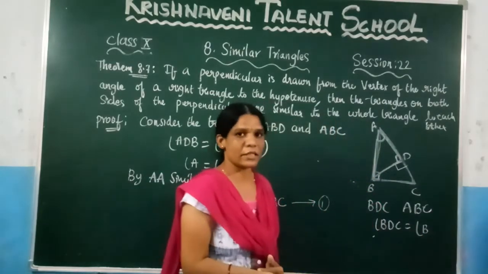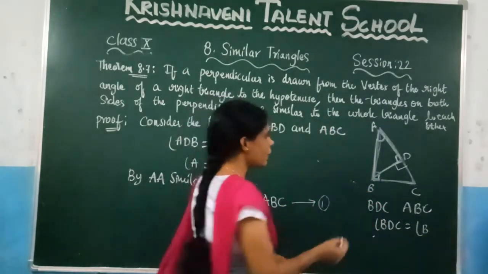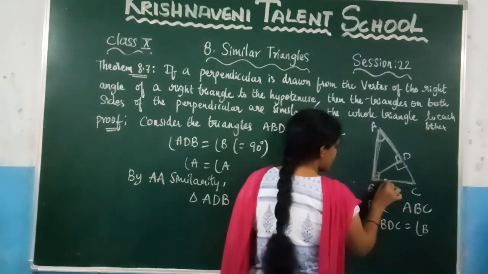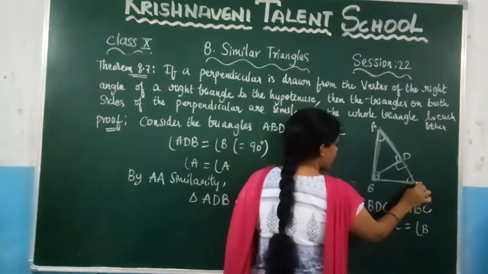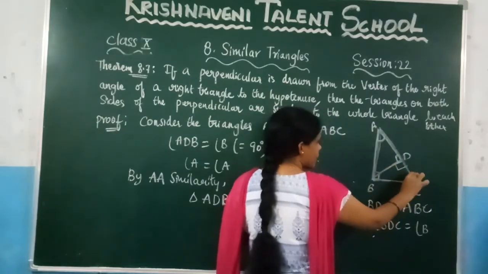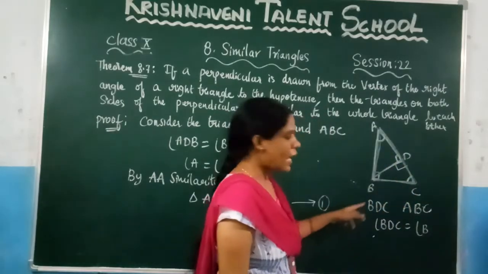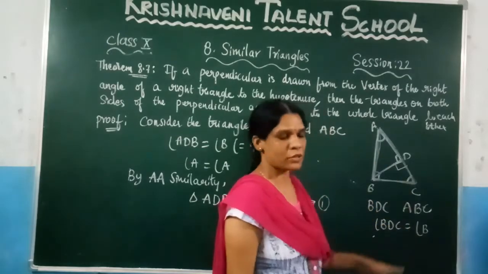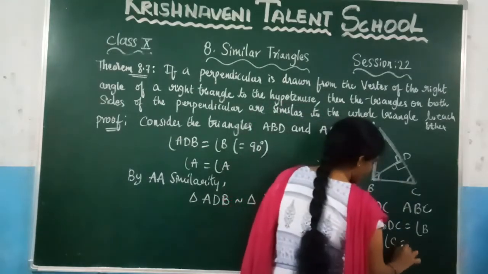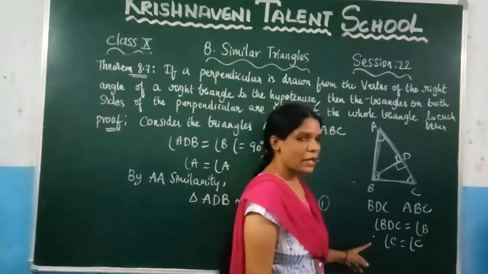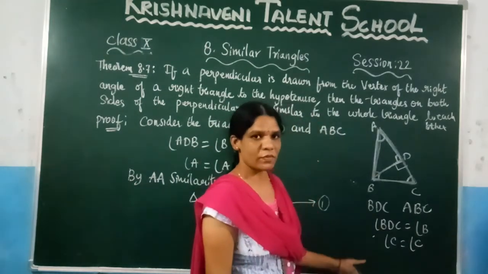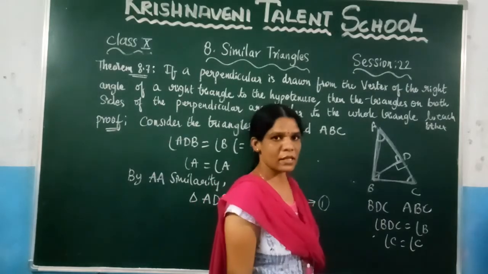Now let us see in these two triangles what is the common angle. If you consider this triangle, angle C is there, and similarly if you consider this bigger triangle, again angle C is there. So we can say that angle C is the common angle in these two triangles. So let us write, angle C is equal to angle C. Now you can apply angle-angle similarity so that we can say that these two triangles are similar.